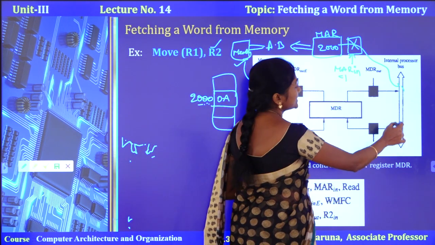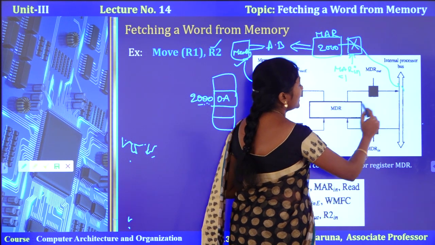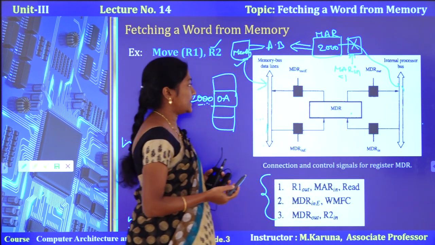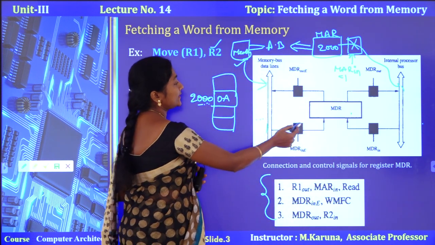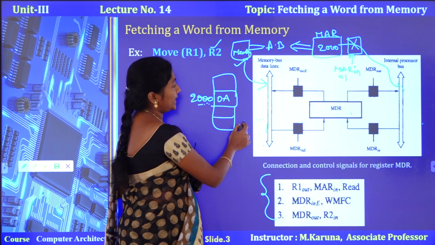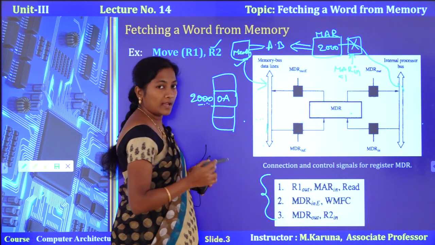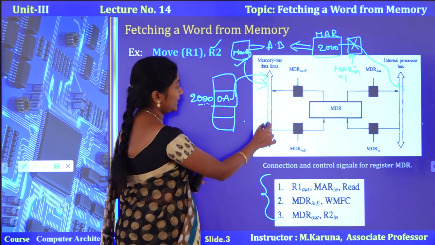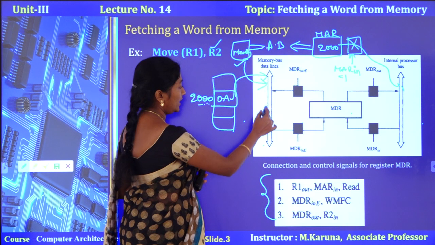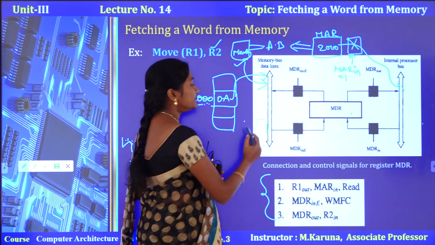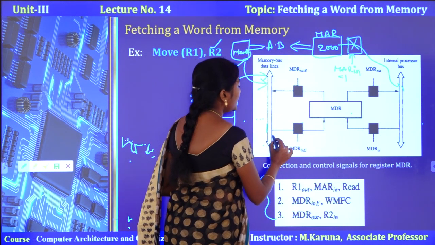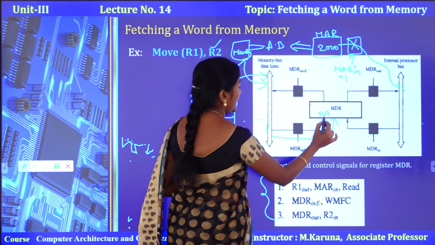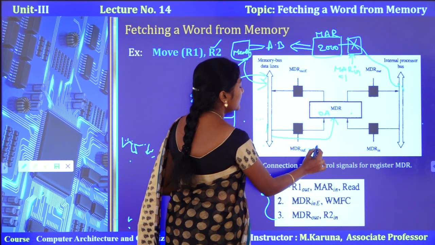This bus is connected between the processor and the MDR register. That is what is known as the internal processor bus. This bus connects the registers and external memory, that is what is known as the external bus. So, whatever data is transferred on the data lines of the memory will be loaded into the MDR register by enabling MDR in E.